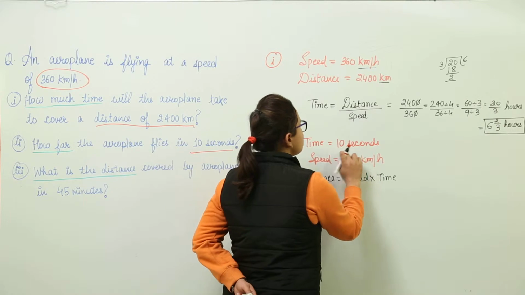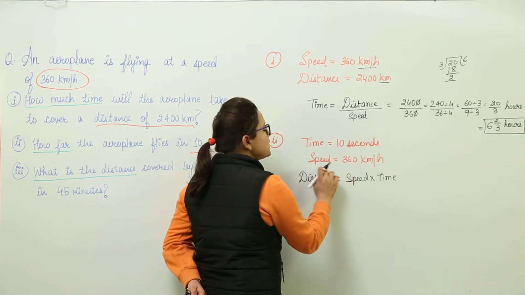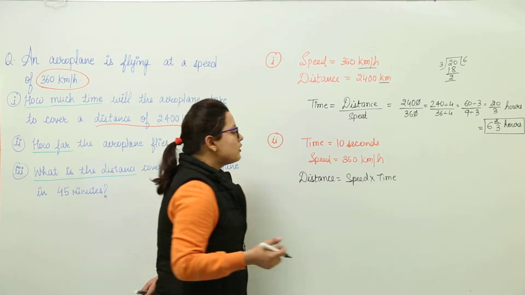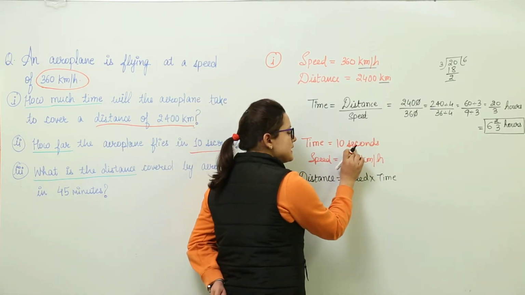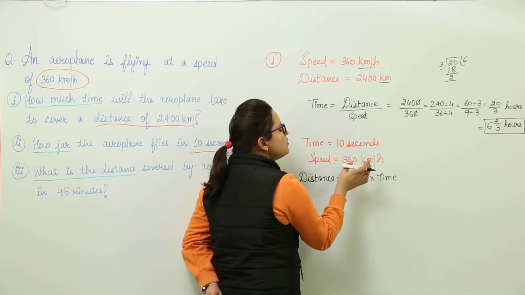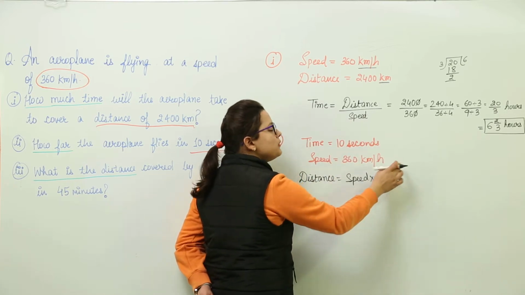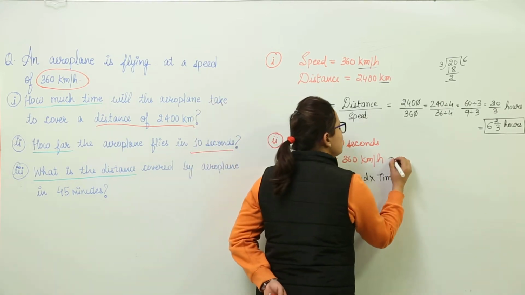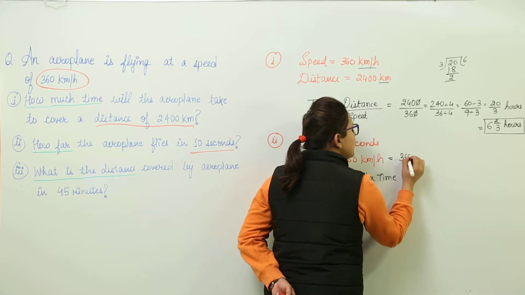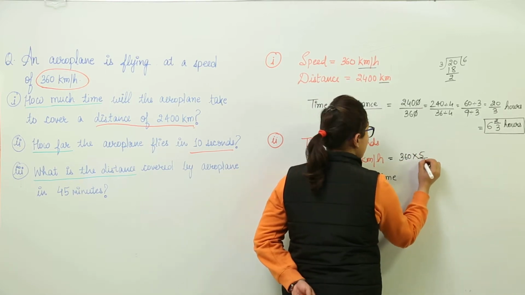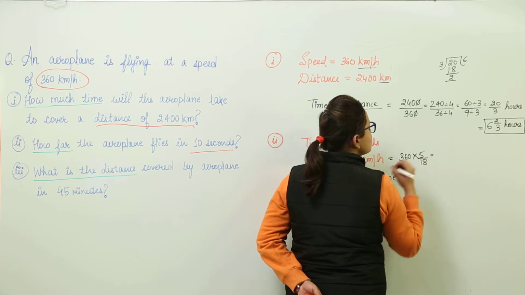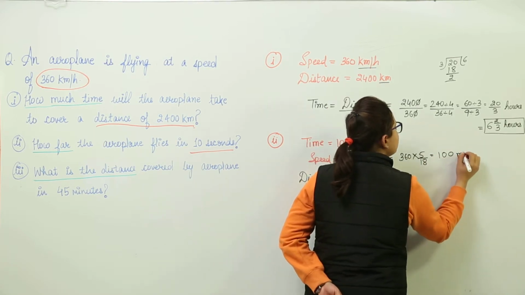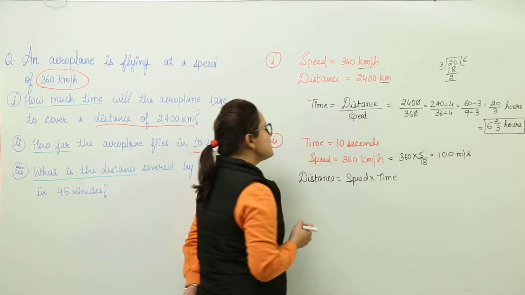Here the unit of time is in seconds, whereas the speed is in kilometers per hour. That means the units are not matching. What you can do, either you can convert 10 seconds to hours, or you can convert the speed into meters per second. Both will do the same work. So I am converting this into meters per second by multiplying this with 5 over 18. What do I get? I get 100 meters per second as the speed.